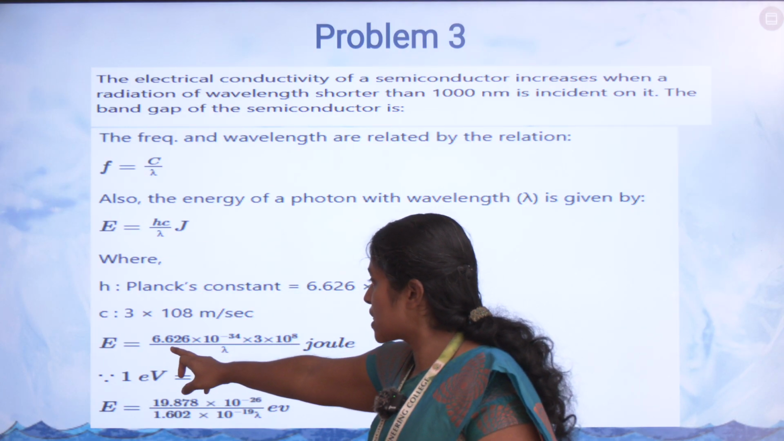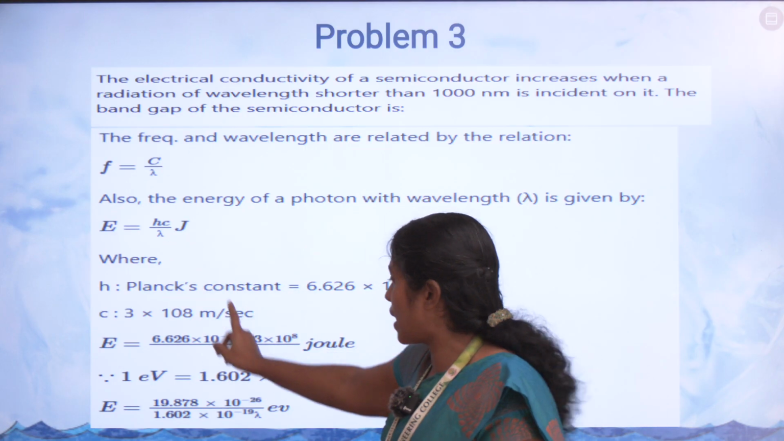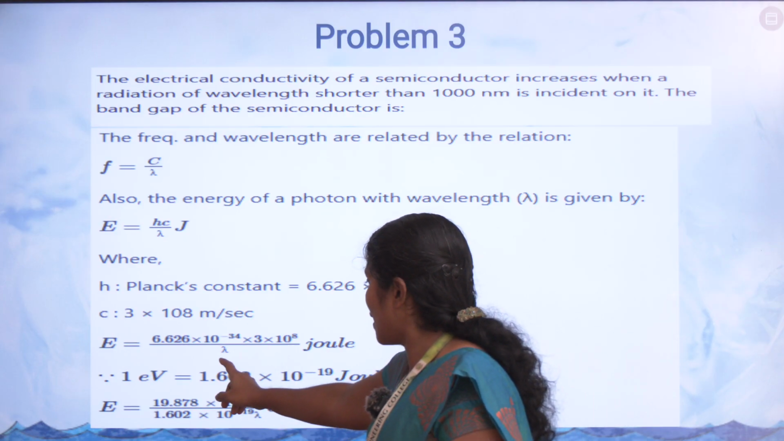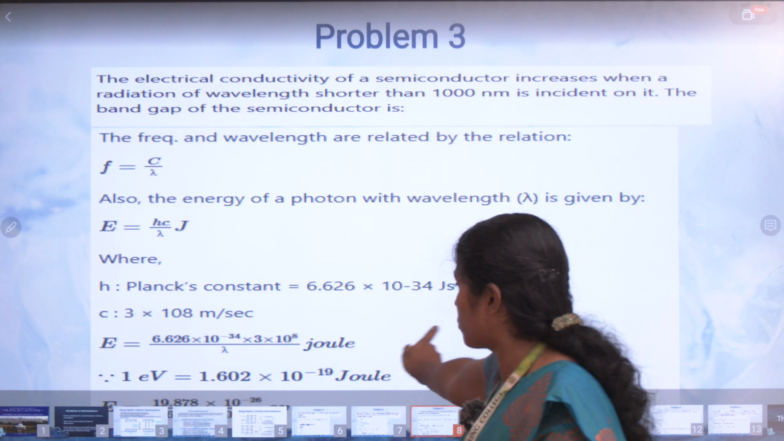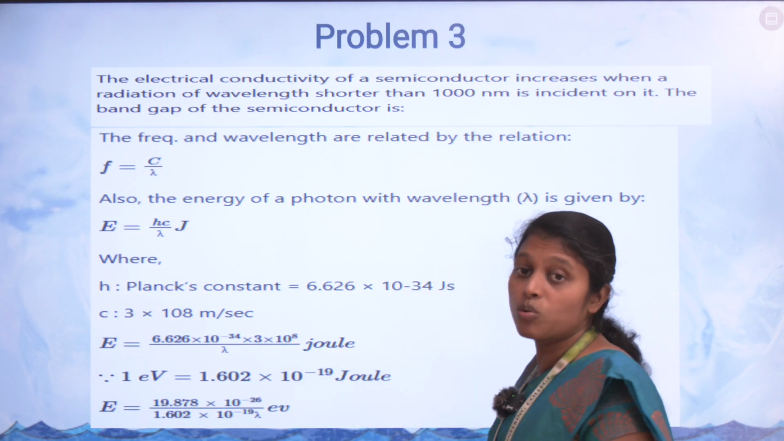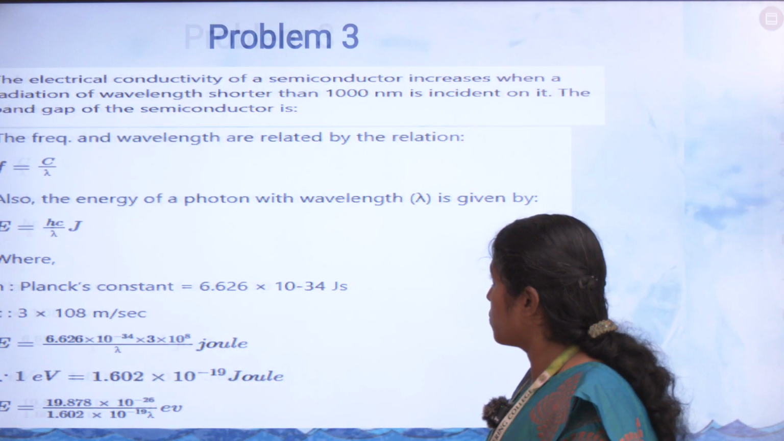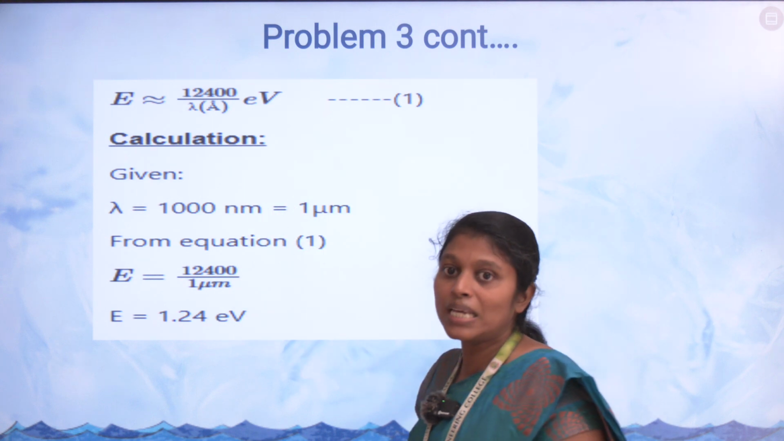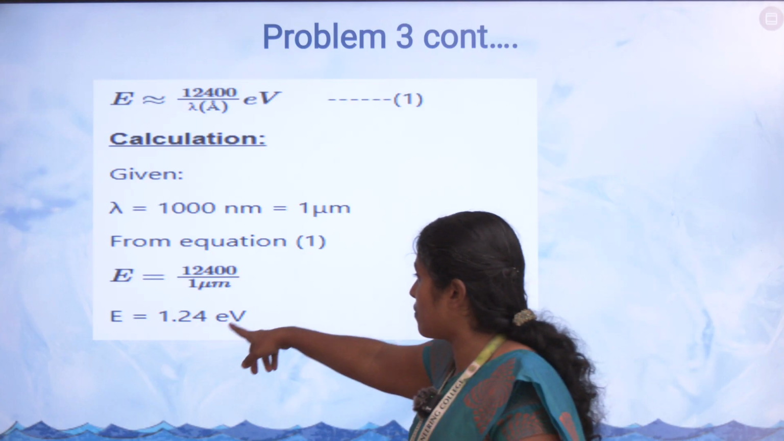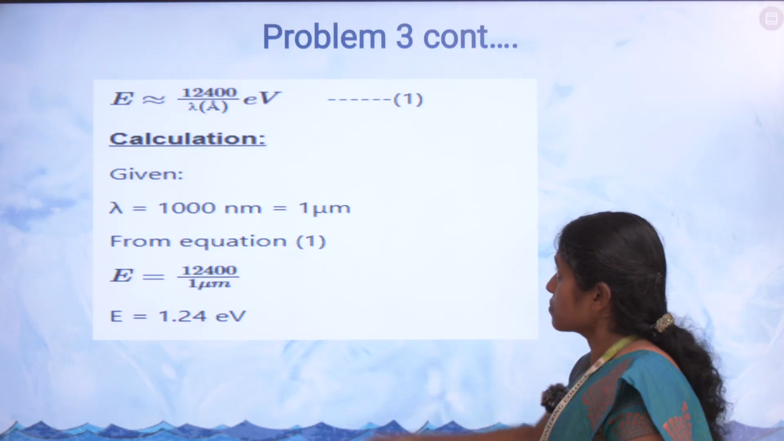Planck's constant is 6.6 into 10 to the power minus 34, and c is the velocity of light, which is given by 3 into 10 to the power 8, and we have to find the value of lambda. Lambda is given by 1000 nanometer. Substituting that, we'll find the energy value. So energy is approximately given by 1.24 divided by lambda in micrometers, and substituting the lambda value, we get E equal to 1.24 electron volt.